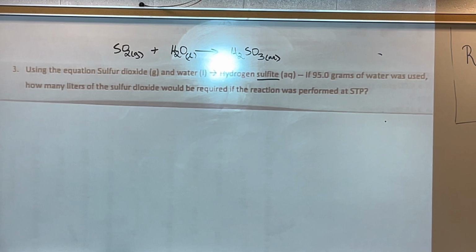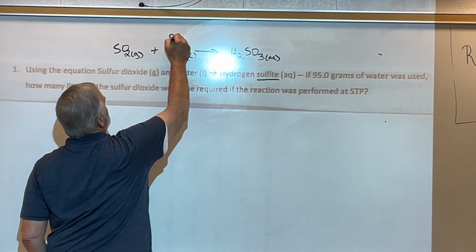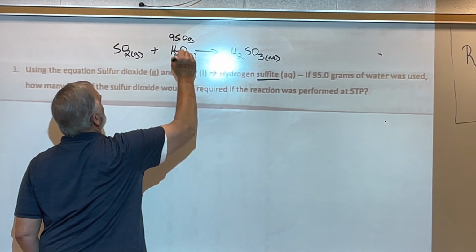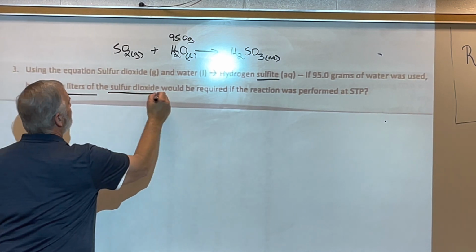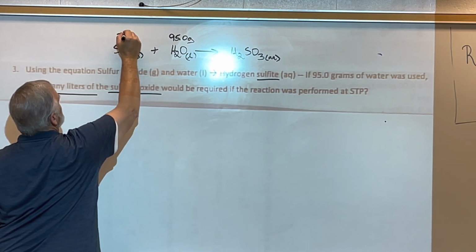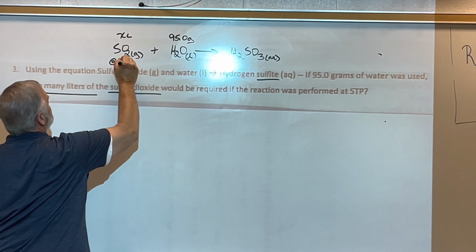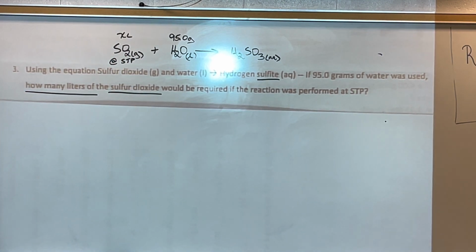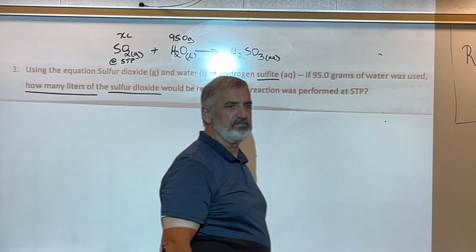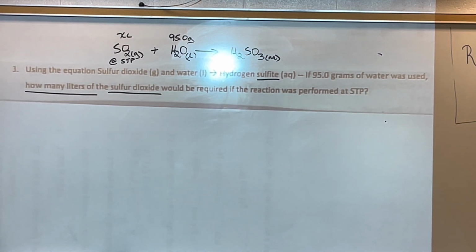So there's your equation. What are we given? 95.0 grams of water, and what are you looking for? Liters. How many liters of sulfur dioxide at STP? Okay, so there's your start, so go ahead from there. More than likely on the test, I'm going to give you the equation.